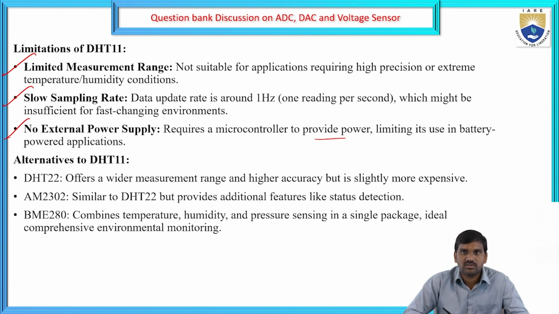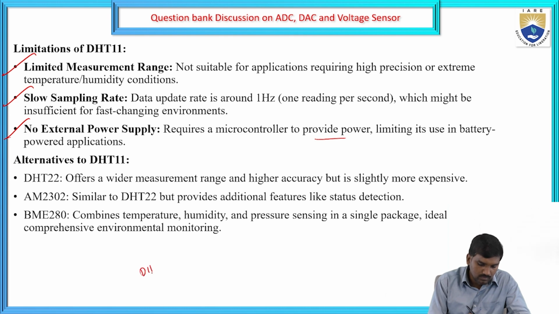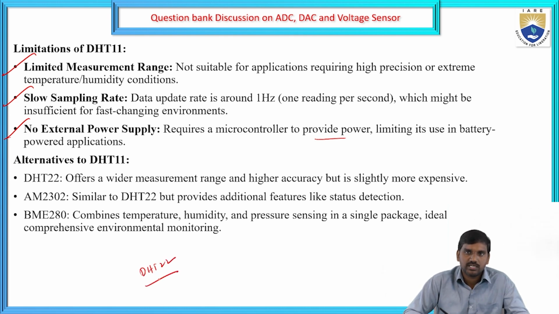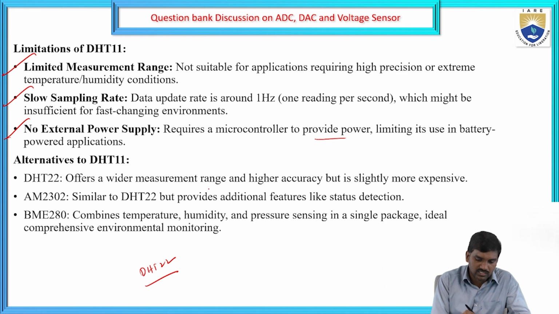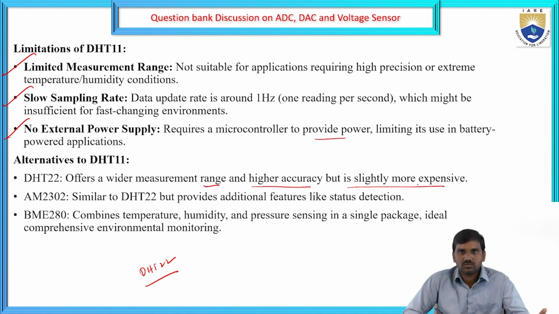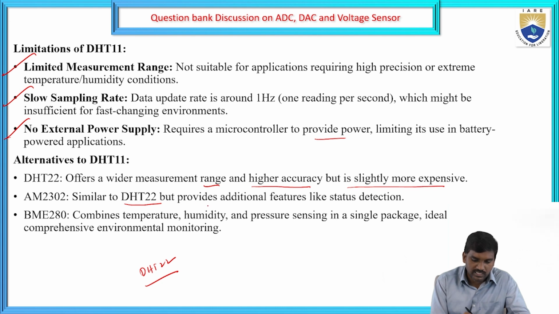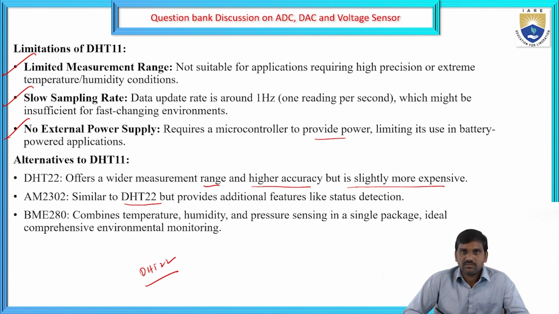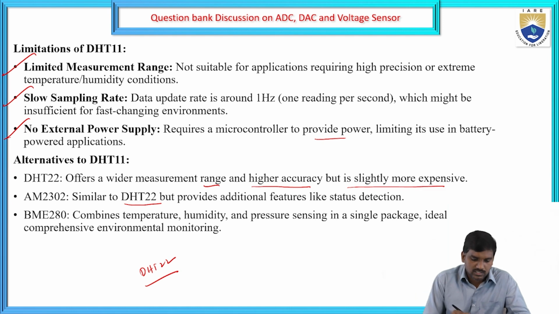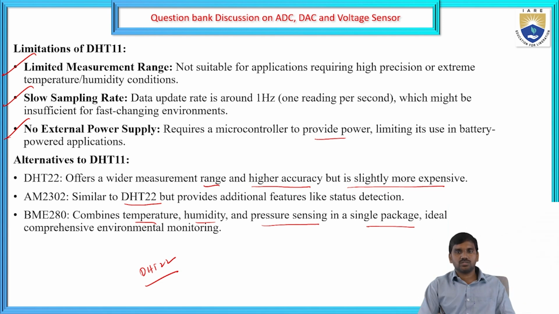Alternatives to the DHT11 sensor: we have some alternatives. DHT22, in place of DHT11. These two have similar features for developing IoT projects. It offers a wide measurement range, higher accuracy, and is slightly more expensive. And AM2302, similar to DHT22, but it provides additional features like status detection. It has some extra features to detect the data. Next, BME280 combines temperature, humidity, and pressure sensing in a simple package, ideal for comprehensive environmental monitoring. So these are the three alternatives for the DHT11 sensor: DHT22, AM2302, BME280.